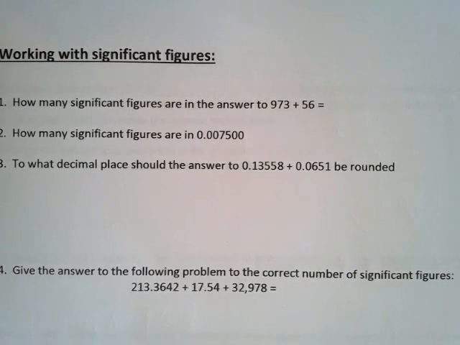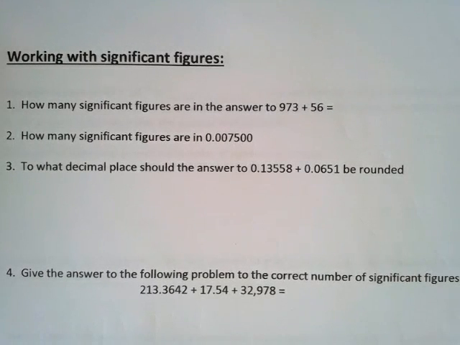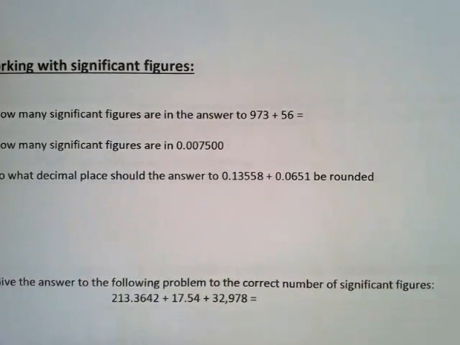Hello, in this video we're going to go through the answers to the problems relating to significant figures, and then in a different video we'll go through arriving at the answers to the problems involving scientific notation. So quickly here, how many significant figures should be in the answer 973 plus 56?